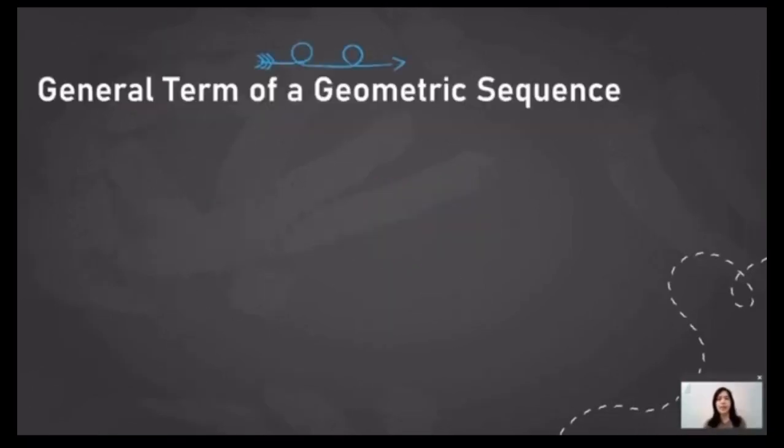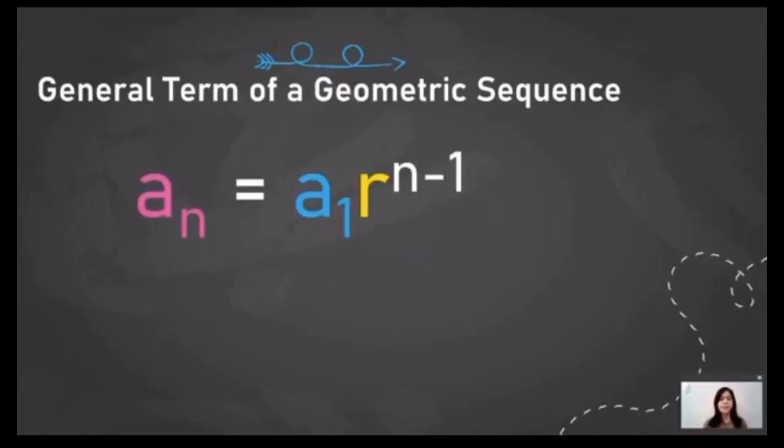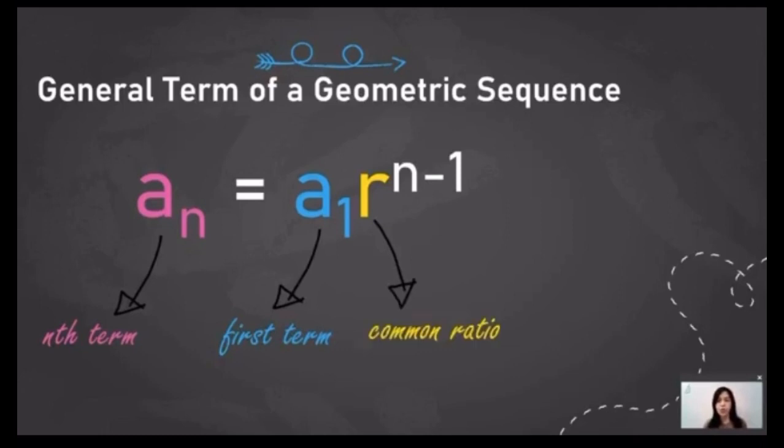So, same with the arithmetic sequence, we also have a general term for a geometric sequence. Our general term is a sub n is equal to a sub 1 times r raised to n minus 1. Our a sub n is the nth term, a sub 1 the first term, r the common ratio, n is our number of terms. You have to memorize this formula. Again, the general term of a geometric sequence is a sub n is equal to a sub 1 times r raised to n minus 1.